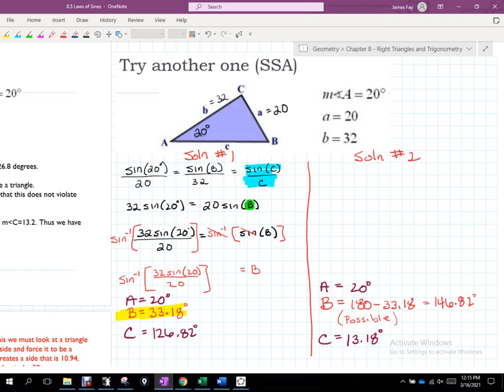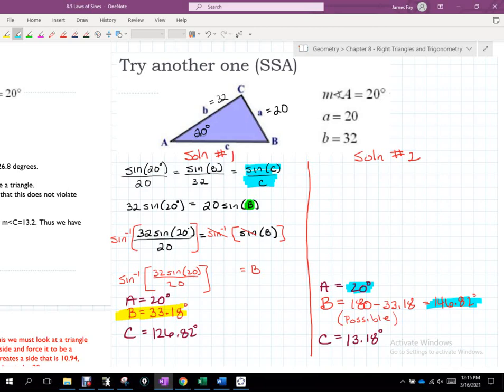Manny? So we knew, so this was the supplement, right? We knew that one. And we knew we started with 20 because that was defined in the problem. So if I add those together, that gives me 166.82, and subtract that from 180 to give me that angle C then.